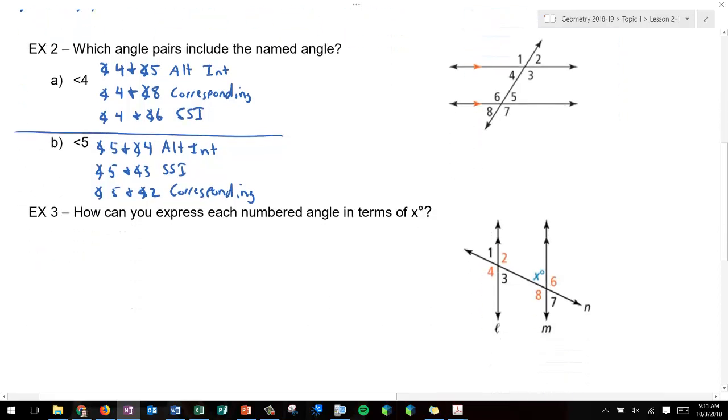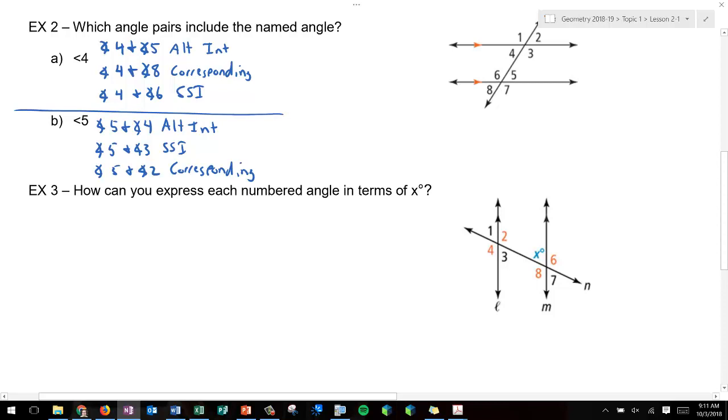Now, our last example here, I'm going to step you through it. And here they want us to know how we can express each numbered angle in terms of x. So if we look closely at this, there's going to be 2 sets of answers here. So x is going to be the same measure as angle 1 because of corresponding angles. They're both in that top left spot. Once we move from there, x and angle 3 are going to be the same thing because they're alternate interior angles. And then x and 7 are going to be equal because they're vertical angles. They just share that vertex.